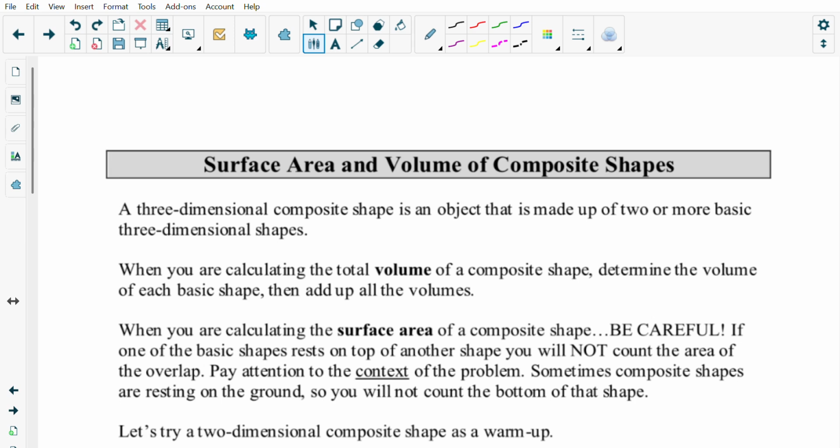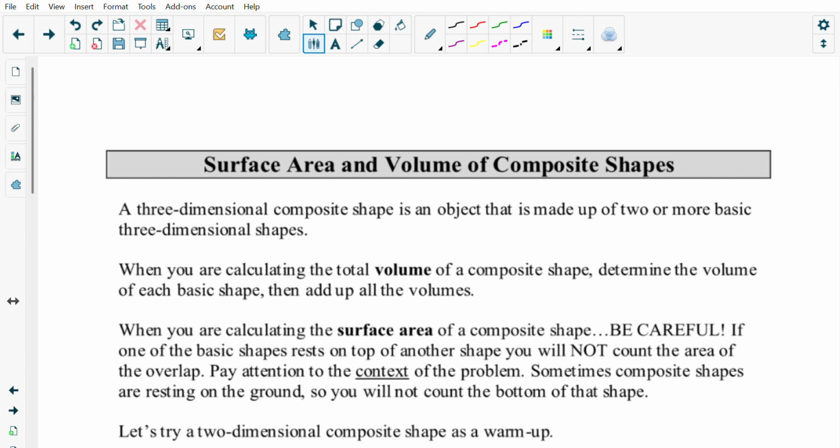Hi everyone, we're on our last lesson and we're going to talk about composite shapes, surface area and volume of composite shapes. What does composite mean? A three-dimensional composite shape is an object that is made up of two or more basic three-dimensional shapes. So we've learned about prisms, cylinders, cones, pyramids, and spheres. Now we're just putting it all together in any number of combinations.